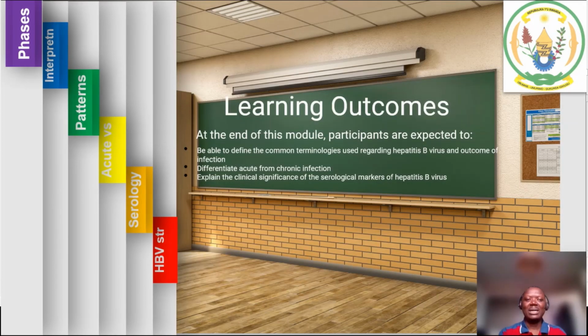Good. At the end of the module, participants are expected to be able to, 1, confidently define common terminologies applicable to hepatitis B virus infection, explain the outcome of hepatitis B infection, differentiate between acute and chronic infection, and then interpret serological markers of hepatitis B infection. Okay?